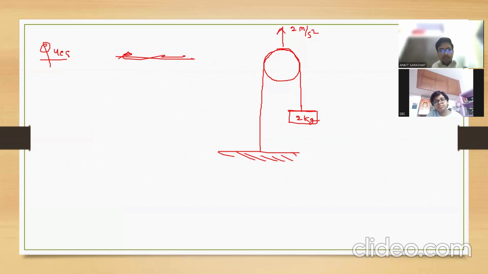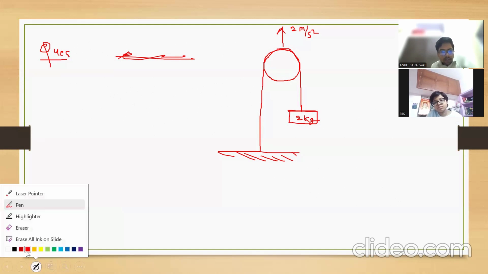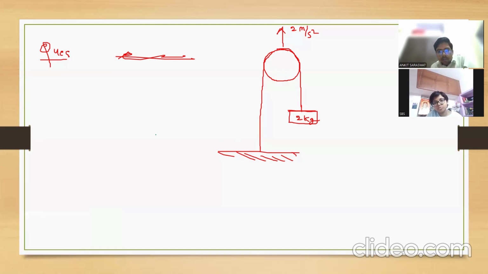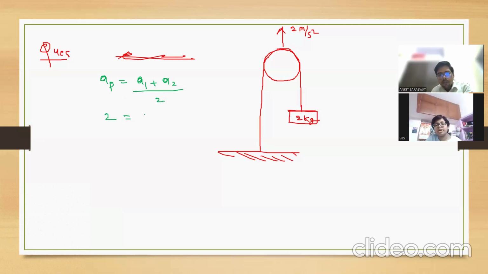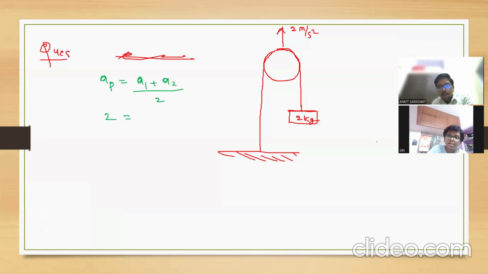Let me check. See, the ends of the string. Apply the formula: acceleration of pulley is equal to (A1 plus A2) by 2. So the pulley is going up with 2 meter per second square. I just write. Clear? A1 is what? I assume that the 2 kg was good. Okay, okay.